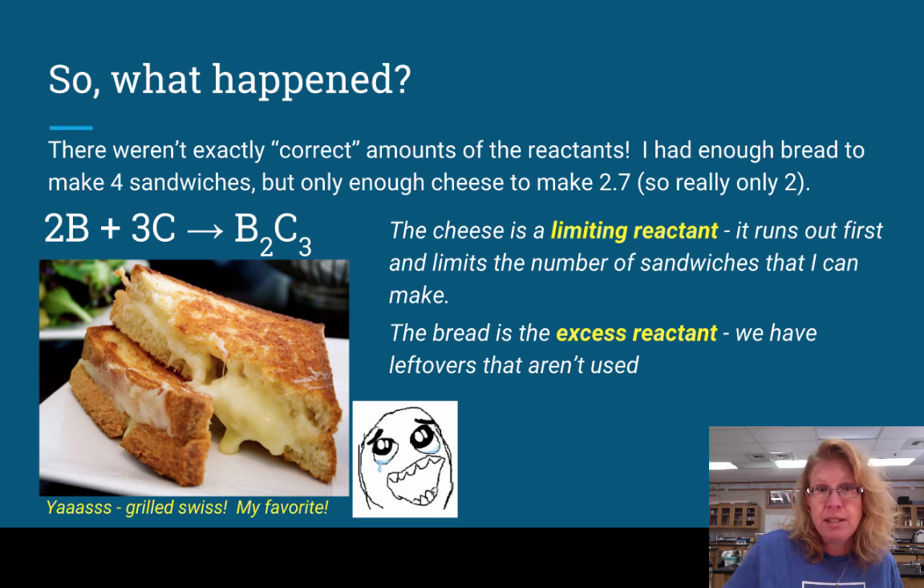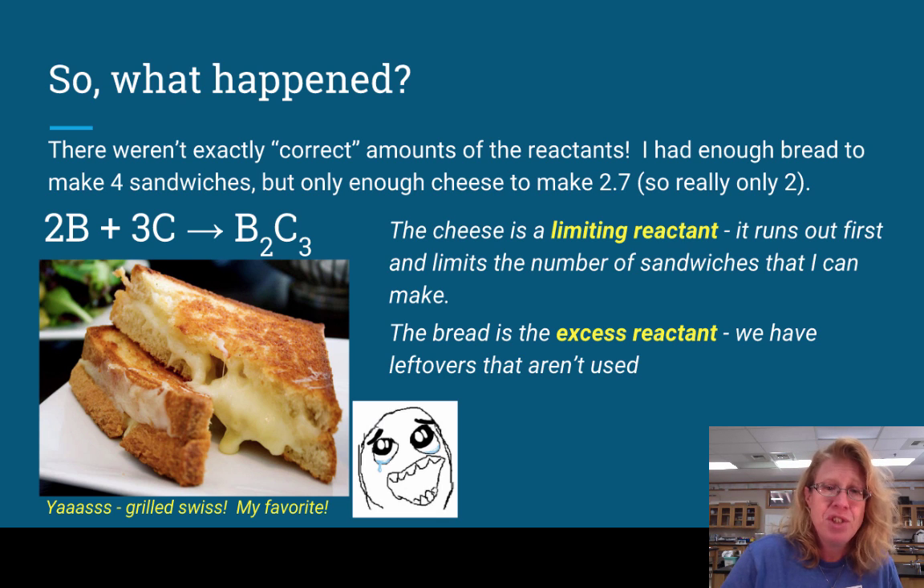So what does this mean? It means that my cheese actually ran out, right? I could only really make 2 complete sandwiches. Of those 4 sandwiches that the bread said, some are really going to only be bread. You're going to completely run out of cheese. It'll just be a slice of bread and another slice of bread. Definitely not a grilled cheese. So we would call the ingredient that runs out first, in this case the cheese, the limiting reactant.